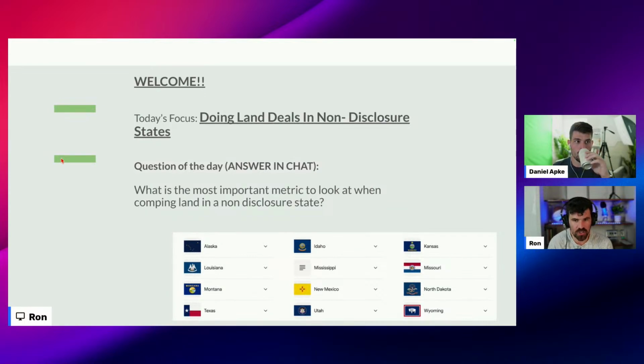So what is the most important factor? If you are in Texas and you're buying a 5-acre property and you're trying to comp it out, but you don't have any sold prices, what's the most important metric you're going to look at? You want to find out what that 5 acres is going to be able to sell for. So that is the big thing.